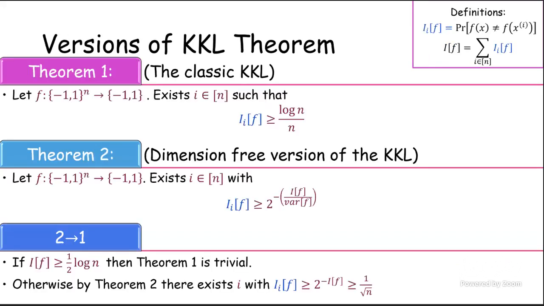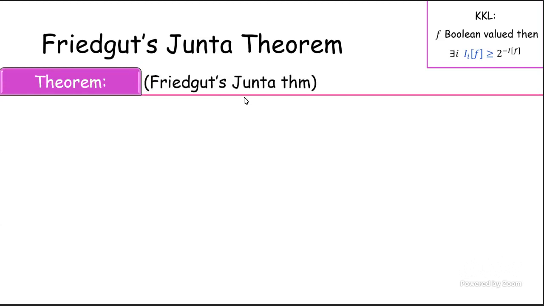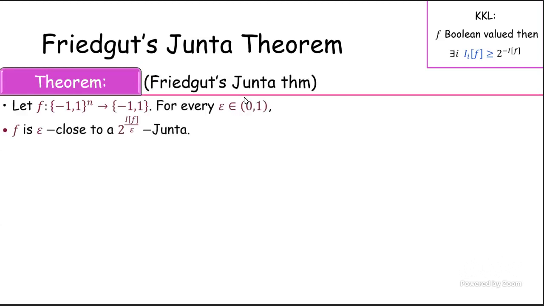So this is the KKL theorem, and now we'll talk a little bit about Friedgut. We'll see how it generalizes the KKL, and we'll continue from there. Just a reminder, what is the KKL? There is some individual influence which is larger than 2 to the minus the total influence. And the Friedgut junta theorem says that for every Boolean function, f is close to a small junta. How small? Exponential in the influence. I don't care about constants, so I just omit them from everywhere.